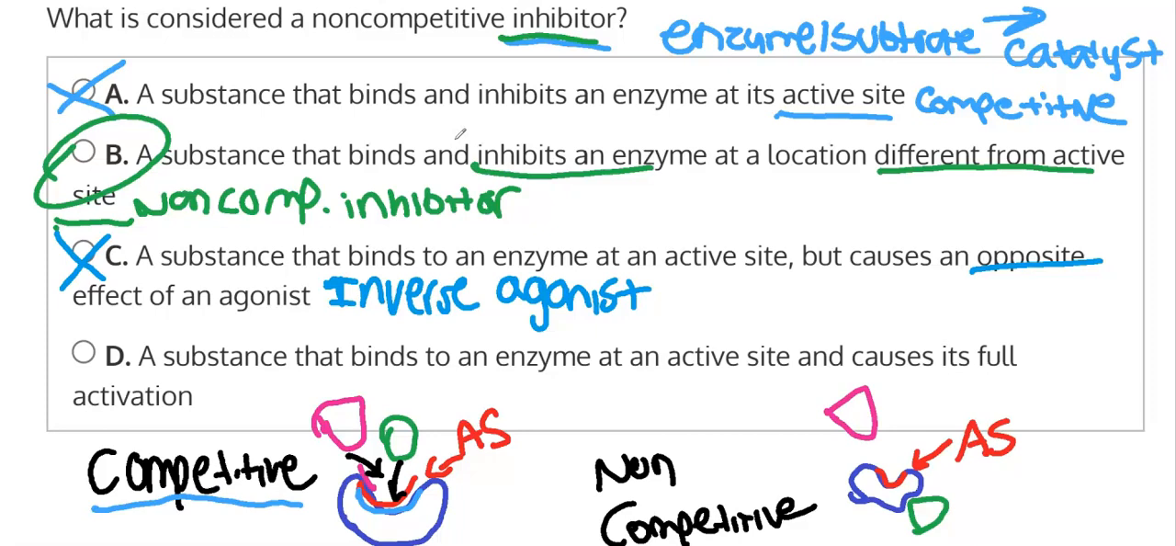And then option D says a substrate that binds to an enzyme and an active site and causes full activation. So it's fully activating or agonizing. So this is a full agonist definition, not what we're looking for in this question. So we can eliminate that. So option B, a substance that binds and inhibits an enzyme at a location different from the active site, is non-competitive inhibition.